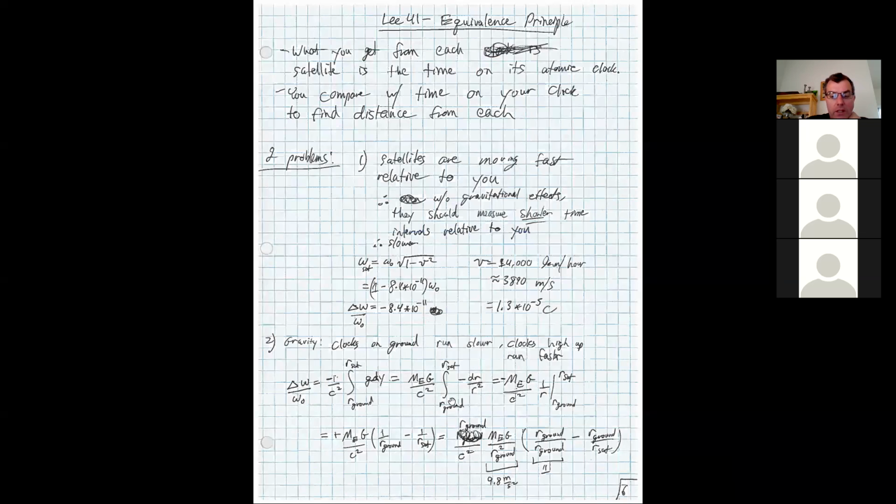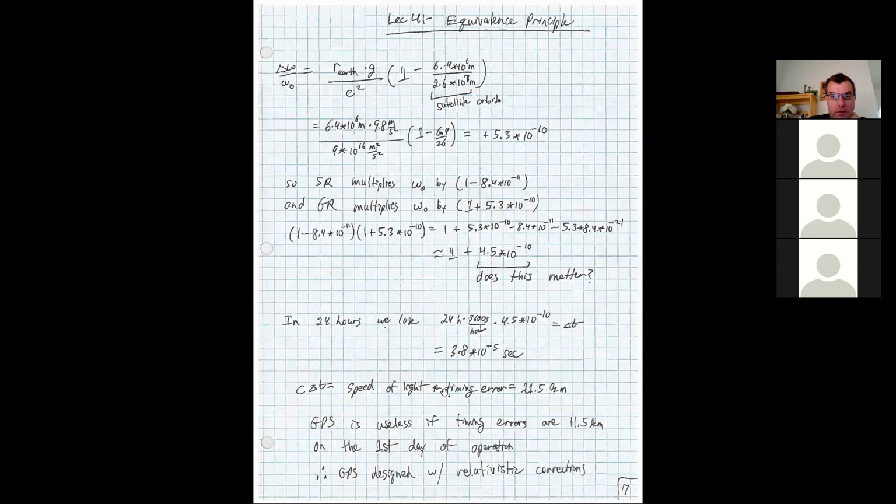We plug all of this in, and we get 1 part in 5.3 times 10 to the minus 10. So we get that the clocks up there are running faster by this amount due to gravity and slower by this amount due to their relative motion. We multiply those two factors, 1 minus this factor times 1 plus that factor. And here's our discrepancy.